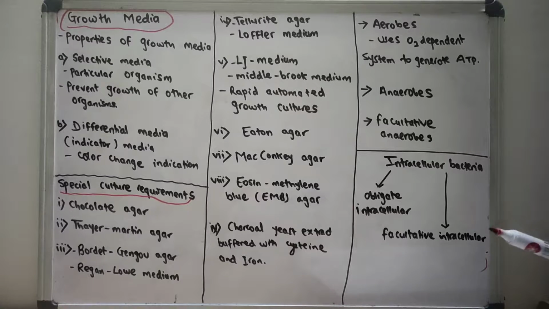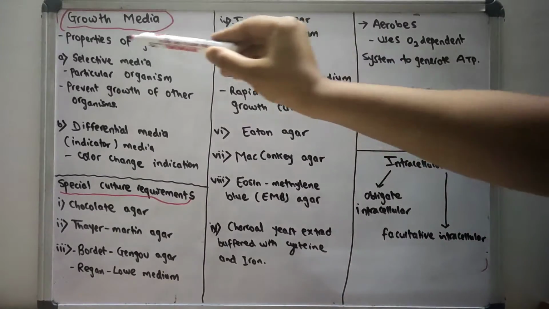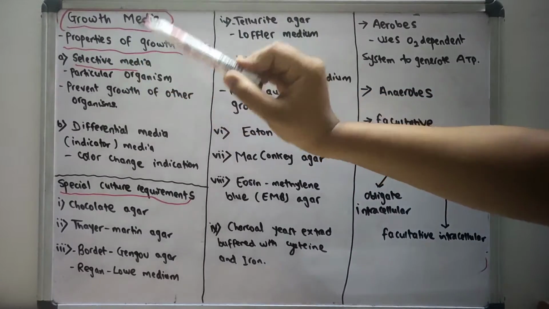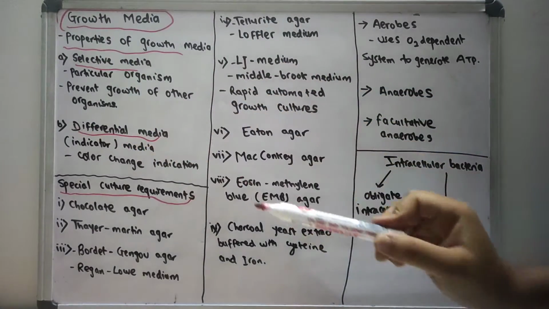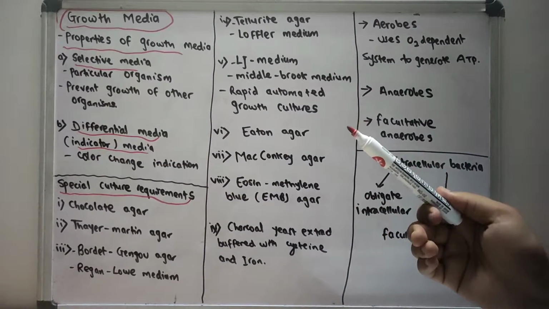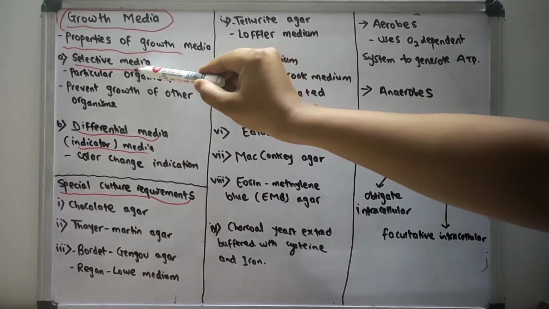So first of all, let us talk about the growth media. There are two properties of the growth media. One is that the growth media could be selective media, and another is differential media. The differential media is also known as the indicator media. First of all, let us discuss the selective media.